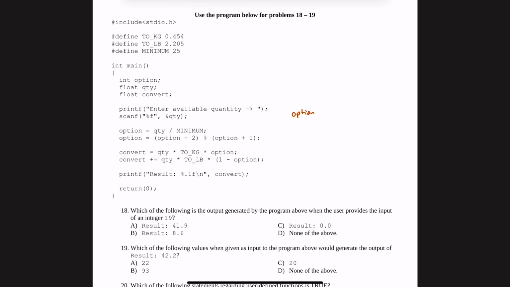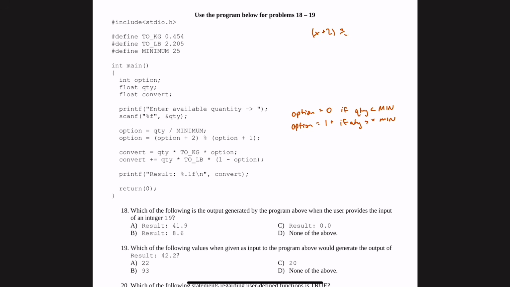equals 0 if quantity is less than minimum. Great, because that's integer division. Option is equal to 1 or greater, because it could be a multiple of minimum, if quantity is greater than or equal to min. So that was this line right here. What about the line underneath? Hopefully you recognize this equation. If not, here's something I would recommend you memorize.